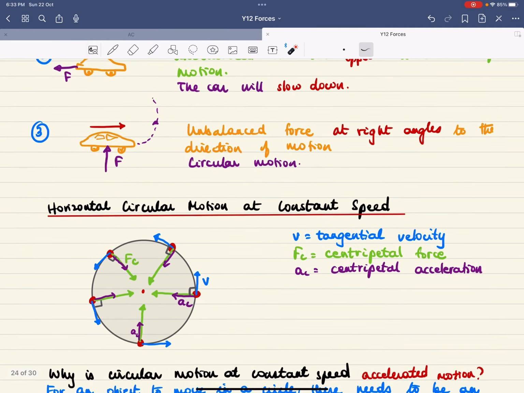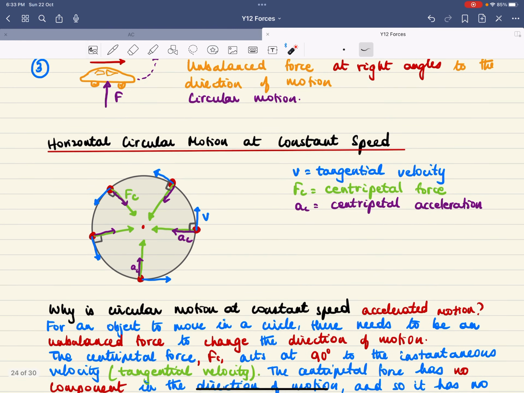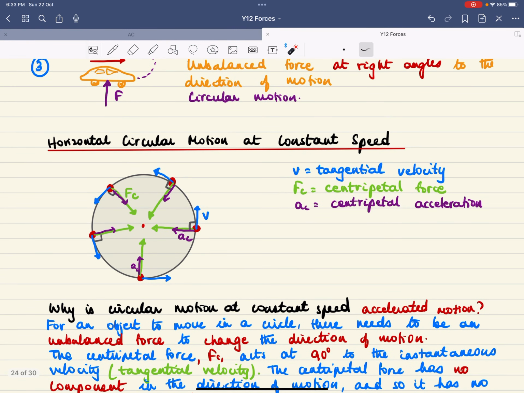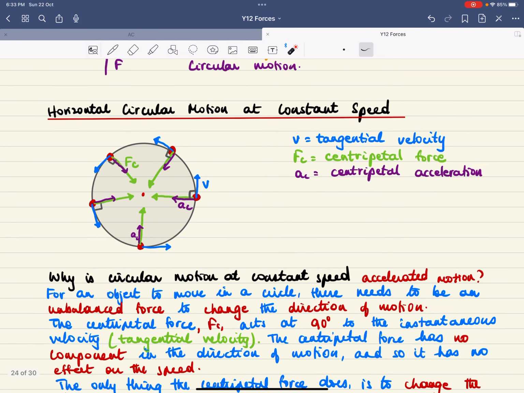In Year 12, you've got to know about horizontal circular motion at constant speed. So why is circular motion at constant speed accelerated motion? For an object to move in a circle, there needs to be an unbalanced force. Why do you need the unbalanced force? It's to change the direction of motion.